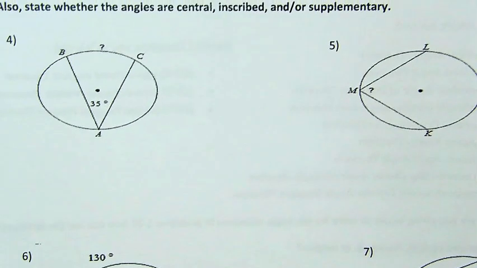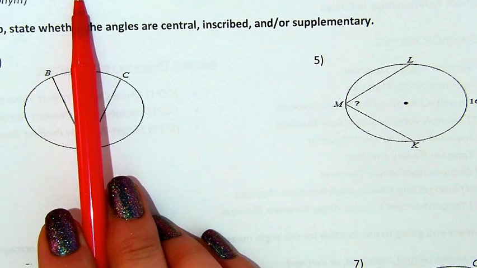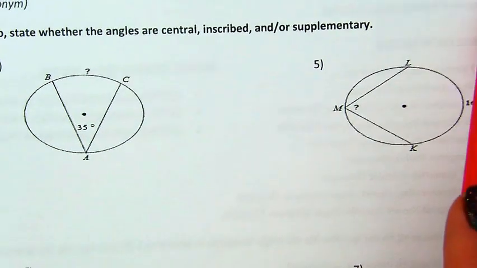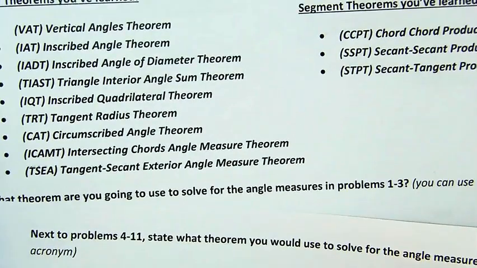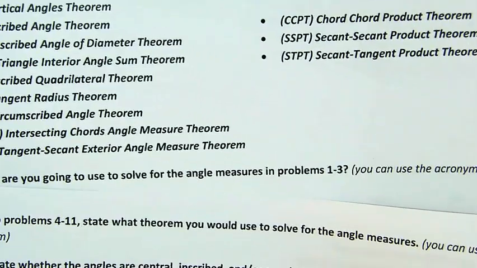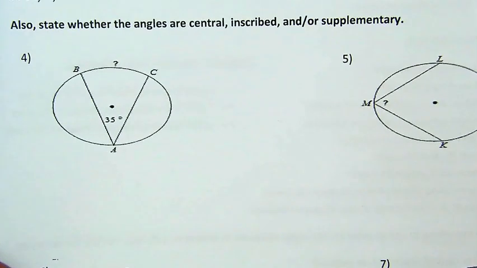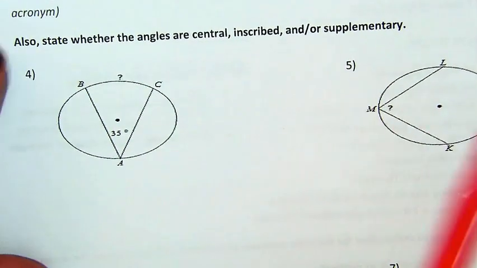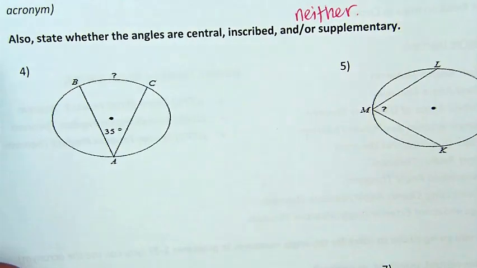Okay, so for the next page, next two problems, 4 to 11. State what theorem you would use to solve for the angle measures. You can use acronyms. These theorems from that first page are the ones you're going to want to refer back to, so you can go through your notes. Also state whether the angles are central, inscribed, or supplementary. I'm also going to put neither. They might be neither, so I'll add that on there.